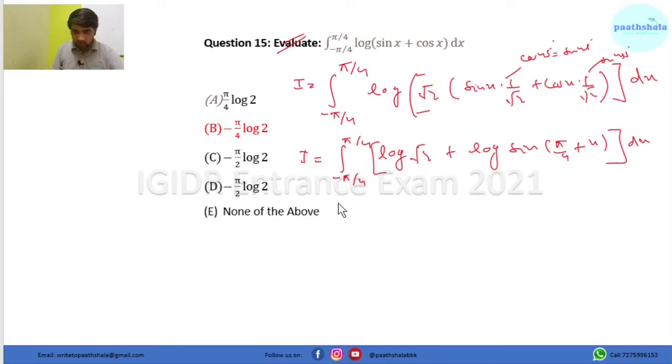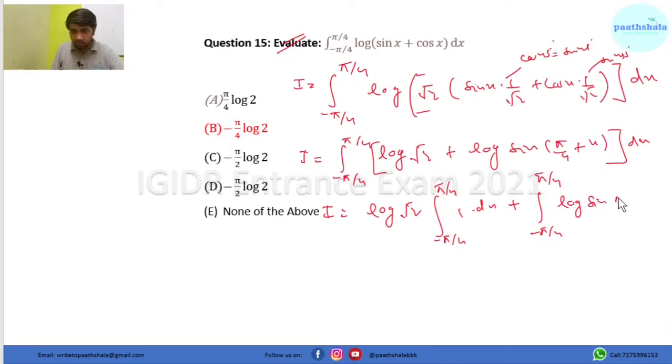So here you can see that if I solve this expression, first, the log root 2 will come outside, and this will be the integral from minus pi by 4 to pi by 4 of 1 dx. And then here we have the integral from minus pi by 4 to pi by 4 of log sin of pi by 4 plus x dx. So let's solve this expression, treating it as I1. Now let's solve it for I1.